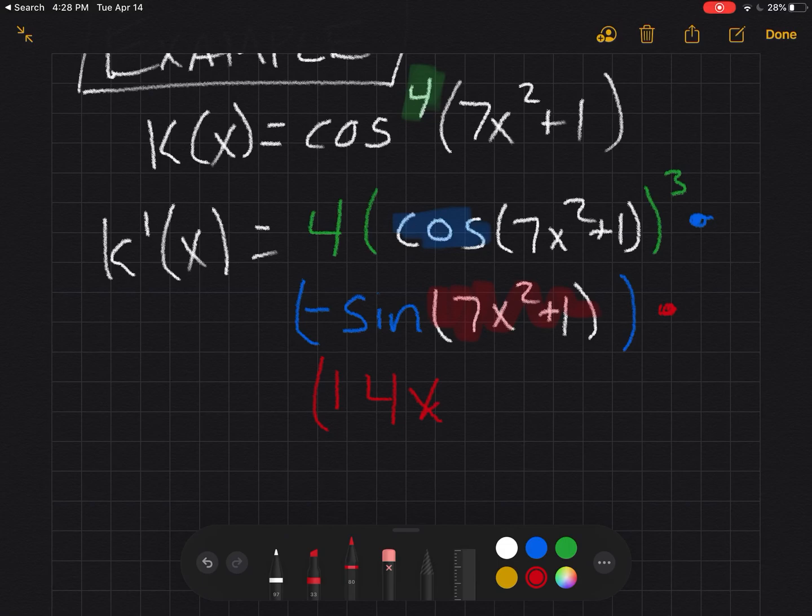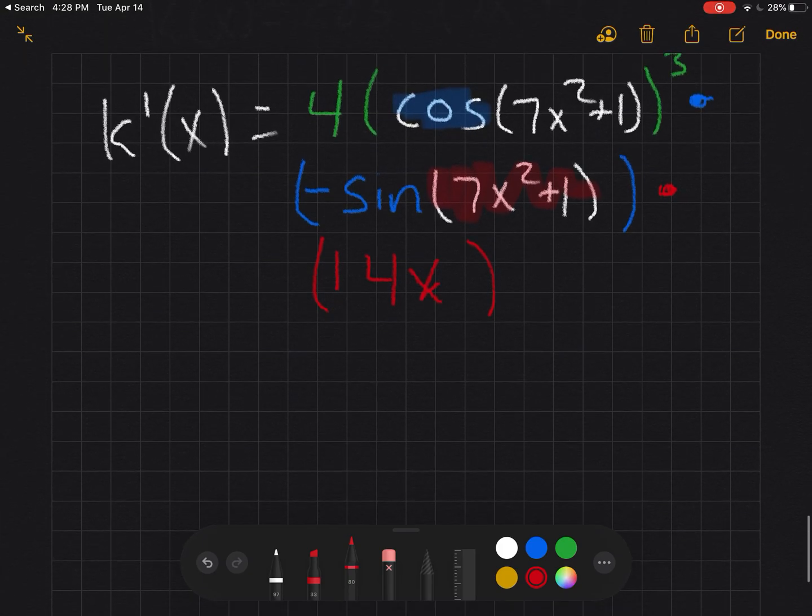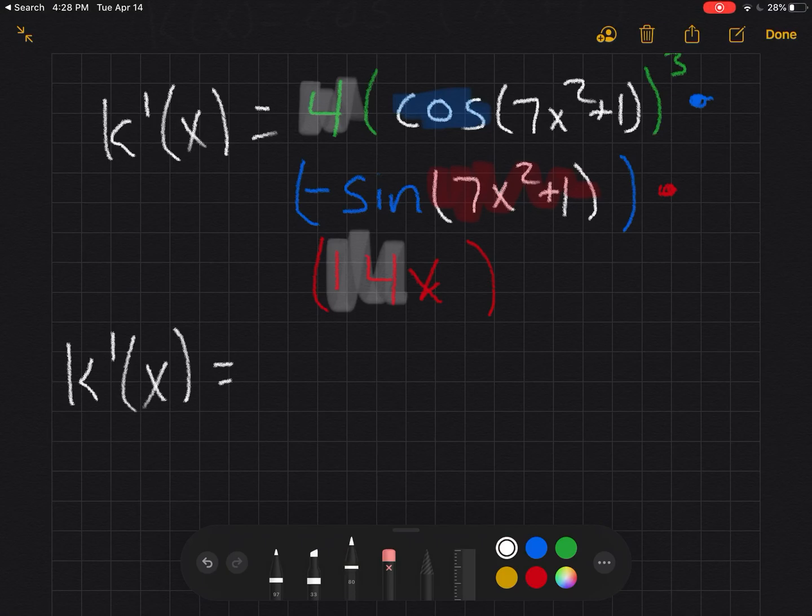And now I go into this layer, the polynomial layer. I have this multiplied by 14x. And now all I have to do is actually multiply this stuff out and collect my like terms. Not so bad. So this is all multiplication. And the only thing I see really here is that I should combine my constants.